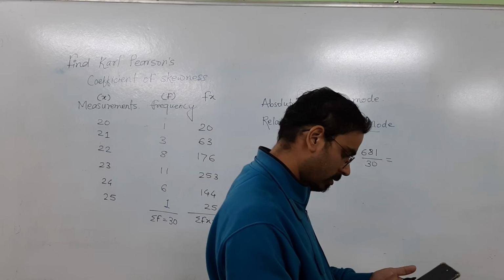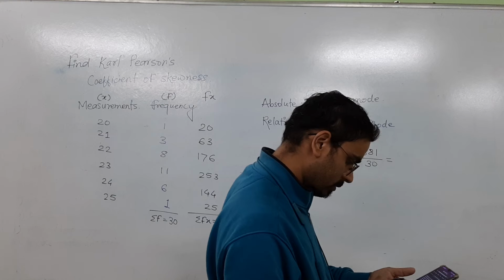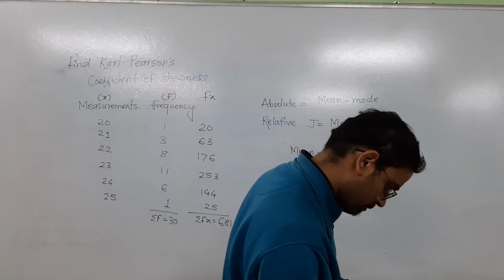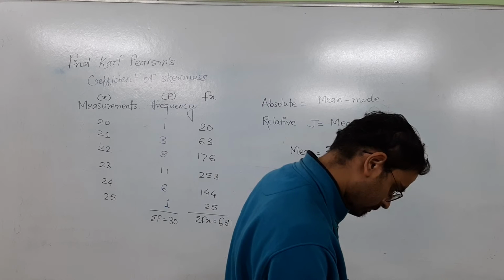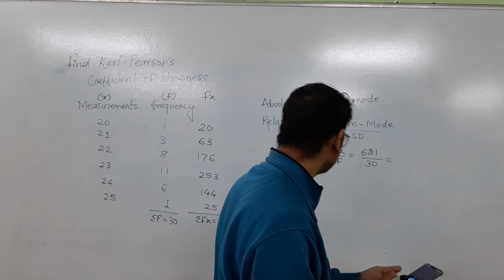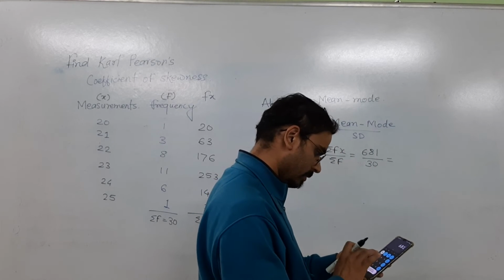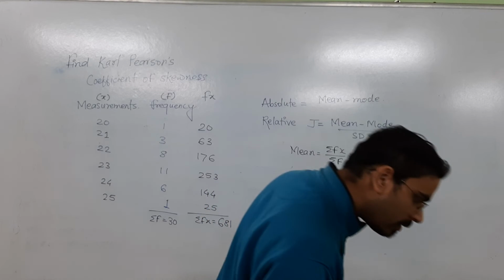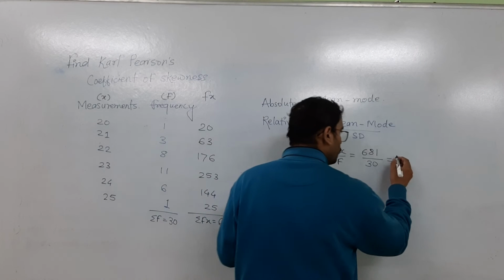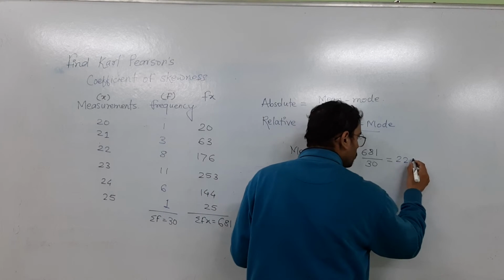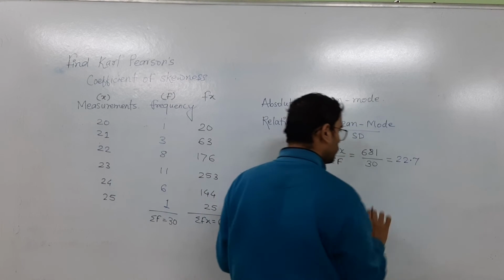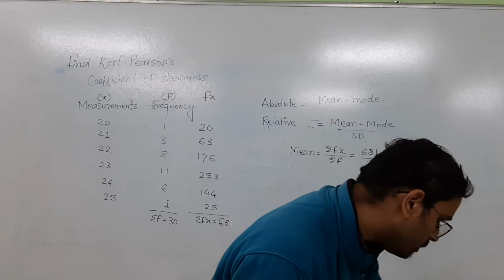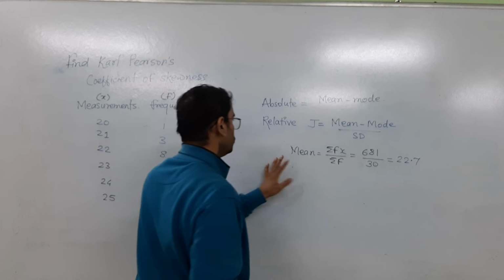Let's see whether we got the right answer or not. 681 divided by 30 is 22.7, and 22.7 is also given in the book. So what we have solved is correct. So we got 22.7, that is the mean.